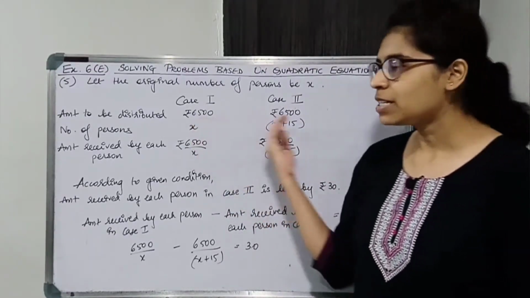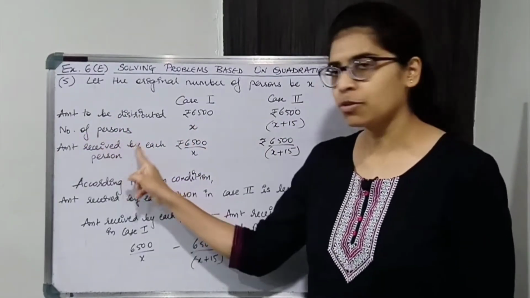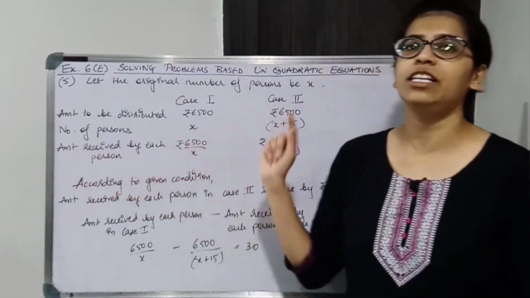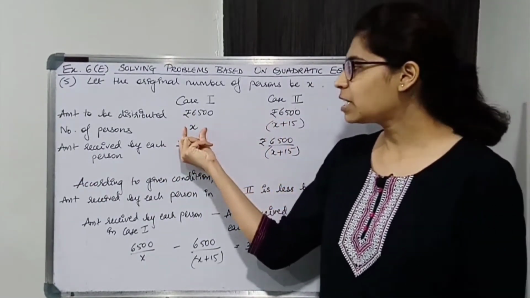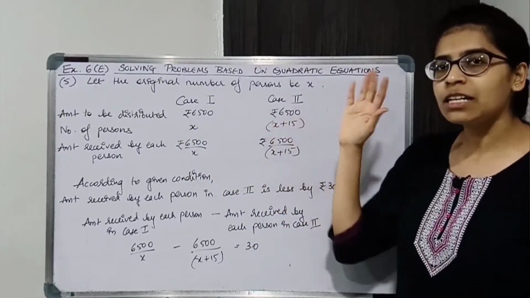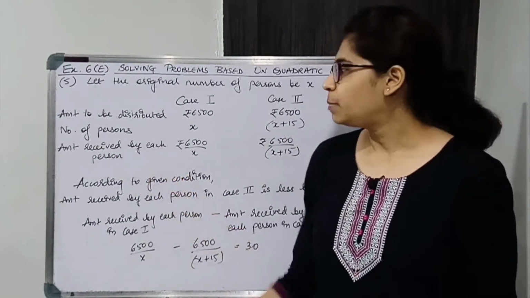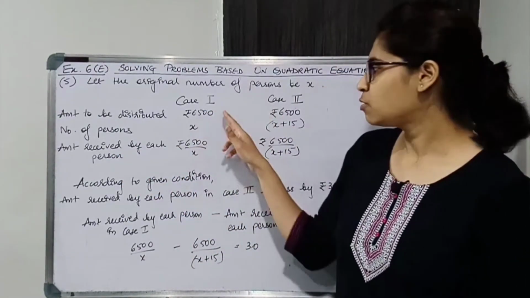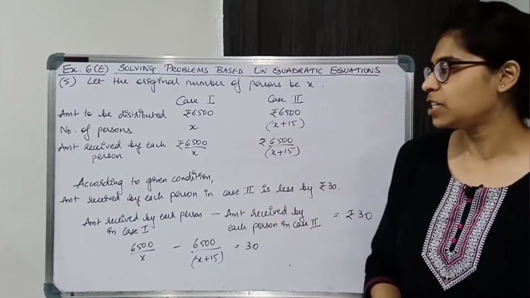Now there are two cases. There are three things: amount to be distributed, number of persons, and amount received by each person. Amount to be distributed is same in both the cases. In first case, number of persons is x that we have assumed. In the second case, there are 15 more, so x plus 15. Amount received by each person will be total amount upon number of persons, so 6500 upon x. Here it will be 6500 upon x plus 15.